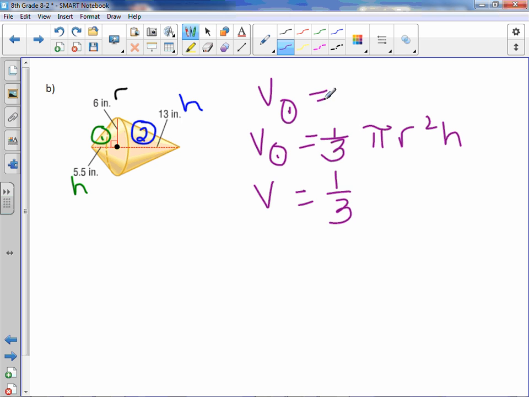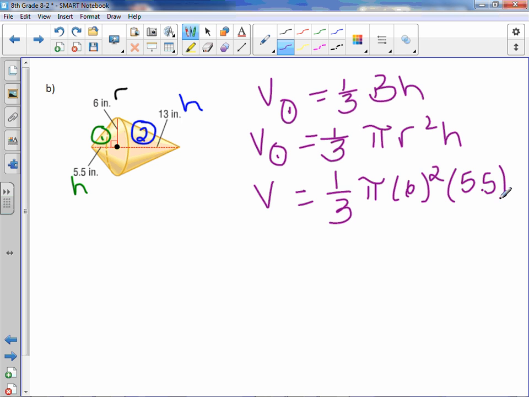Volume is 1/3 big BH. Okay. So let's continue. 1/3 pi, radius is 6 squared. The height of my first one is 5.5. Plug it in. 1/3 times pi times 6 squared times 5.5. We get a volume for our first cone of 207.345.